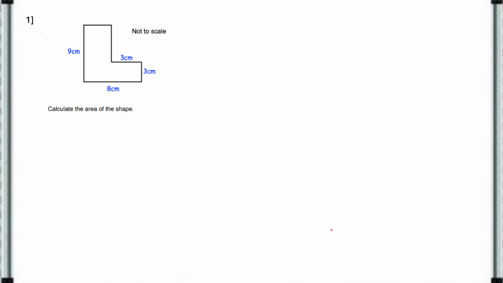In question number 1, they have given an L-shaped figure, and we have to find the area of this shape. They have given some distances also here. First, you have to find the remaining distance, like this region, for which we don't have the value. So what I'm doing is connecting this point like this.